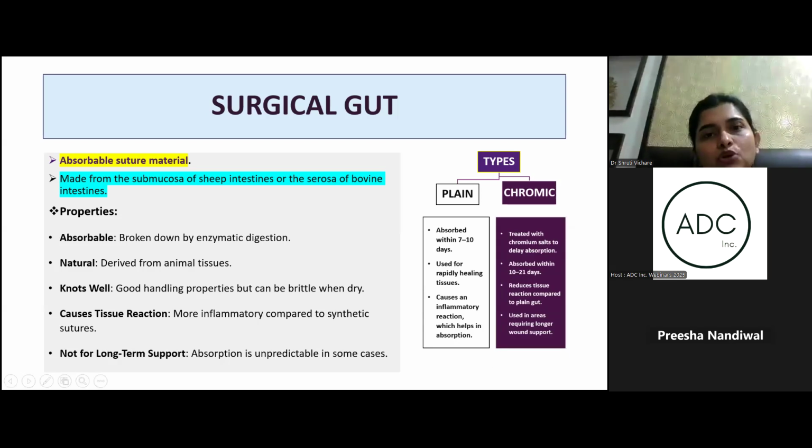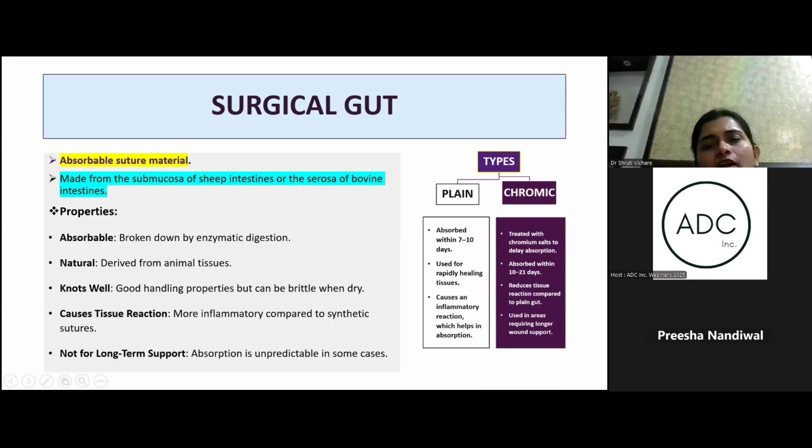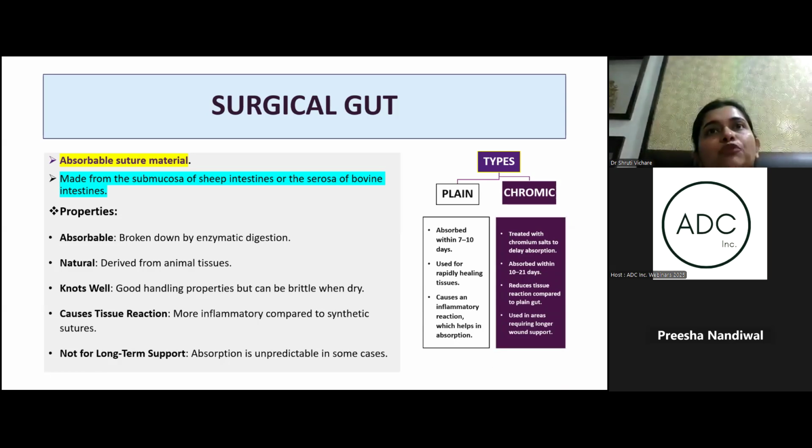There are two types of surgical gut sutures, that is plain surgical gut and chromic. In plain surgical gut sutures, we don't have chromium salts incorporated on the surface. When you incorporate chromium salt on the surface of the suture, that becomes a chromic catgut suture or chromic surgical gut suture. Plain gut suture absorbs within 7 to 10 days, around a week, correct? And it is used for rapidly healing tissues, although it is notorious for causing inflammatory reaction.